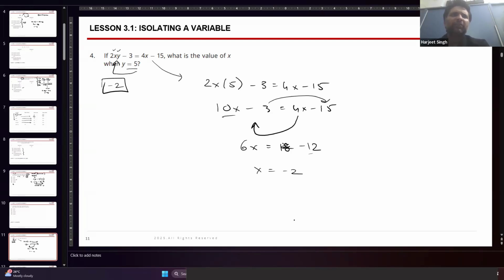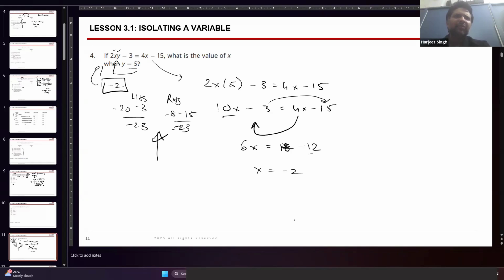And always cross verify. So 5 into minus 2 into 2 is what? Minus 20. And minus 3 is minus 23. So this is your LHS. And your RHS is 4x minus 15. x is minus 2, so minus 8 minus 15, so minus 23. So it's solved correctly.